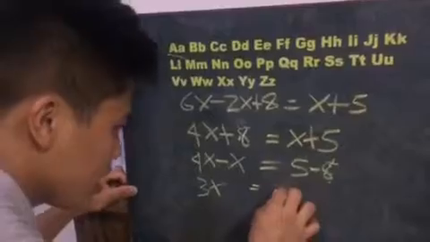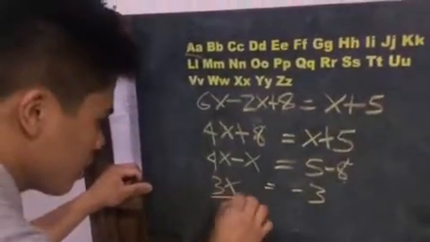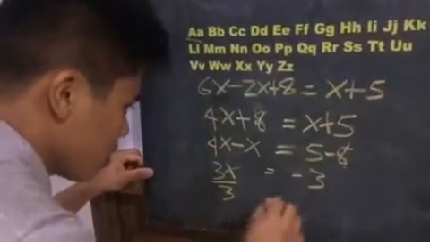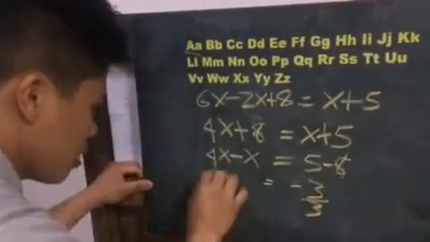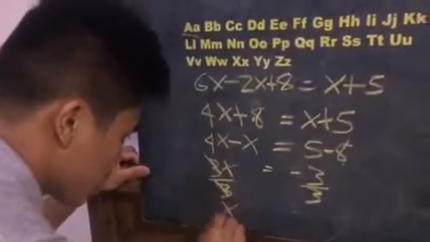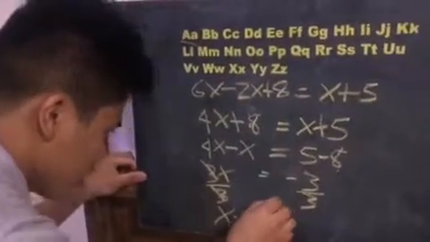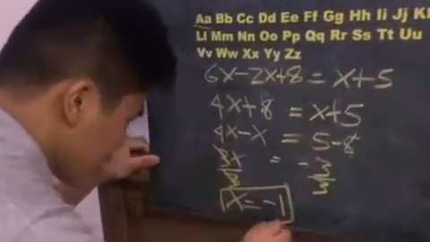4x minus x is equal to 3x. 5 minus 8 is equal to negative 3. So now we divide both sides by positive 3. So therefore, our x is equal to negative 1.